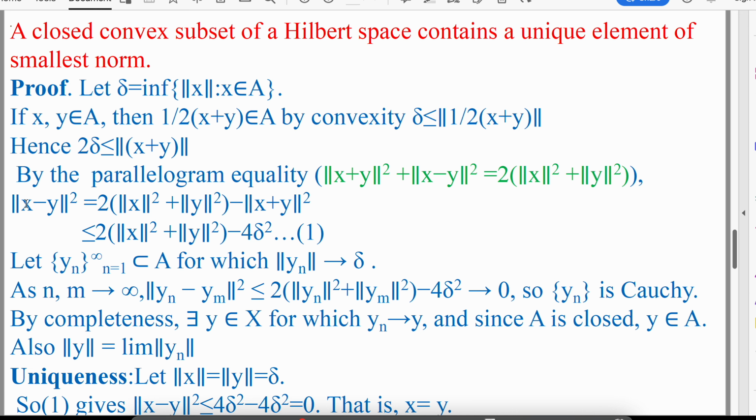So we have proved that norm x minus y whole square is less than or equal to 2 norm x square plus norm y square minus 4 delta square.